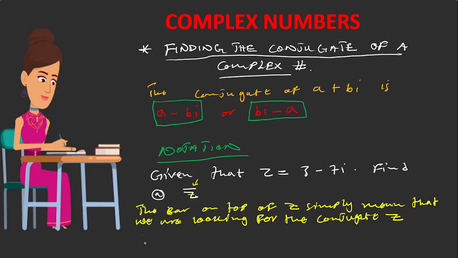equal to 3 plus 7i. I've just changed the sign where there is a negative in that z, and I've put 7i. Or you can say negative 3 minus 7i. In that case, I've changed the sign of 3 from positive to negative, whereas maintaining negative 7i. So these are the two conjugates, and the only thing I'm interested in is you knowing that this bar on top is simply telling you that you're looking for the conjugate.